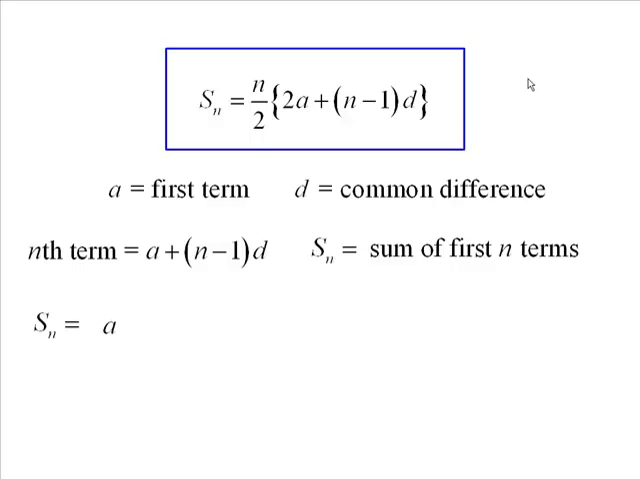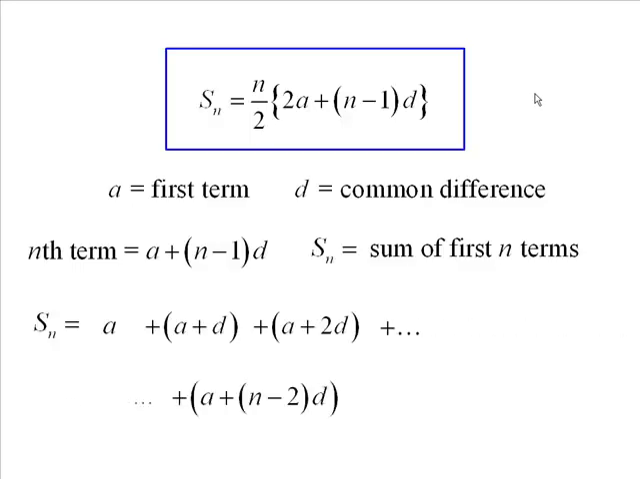Well, let's look at what that Sn actually is. It's the first term plus the second plus the third, etc., etc., plus the second to last plus the last. So there's the first three and the last two in the sequence, and that's what it looks like.